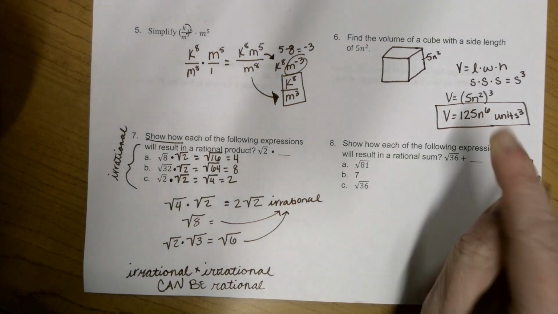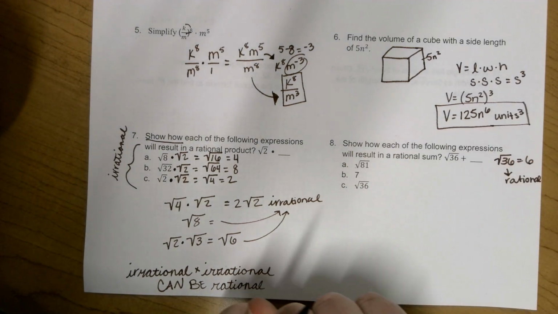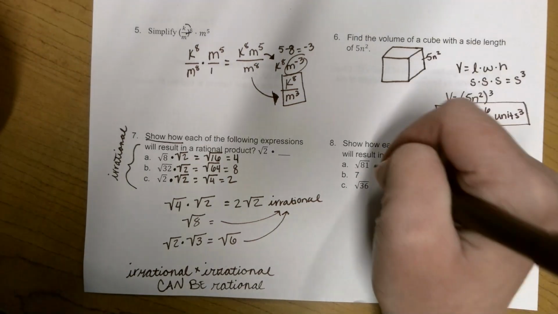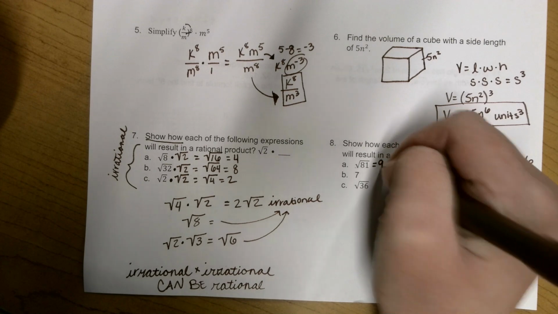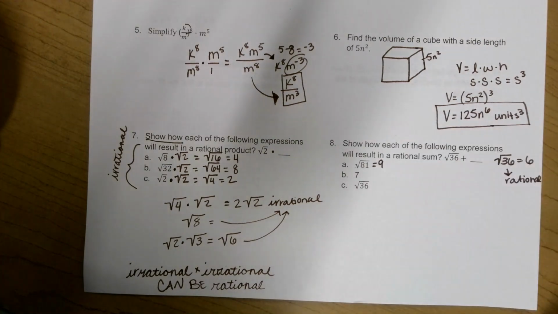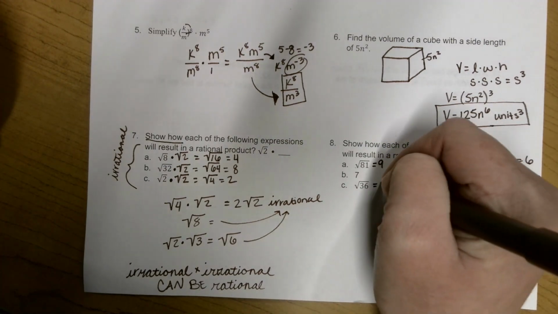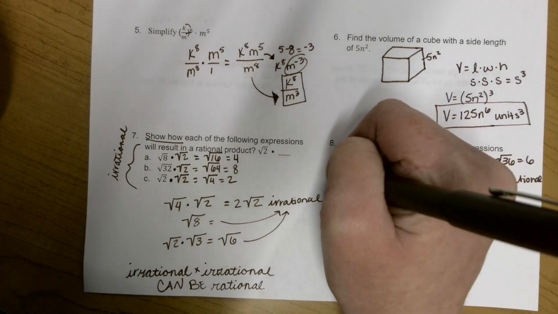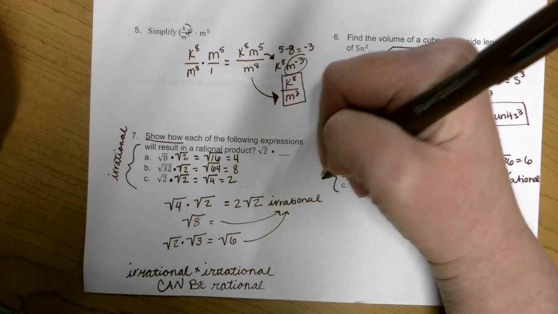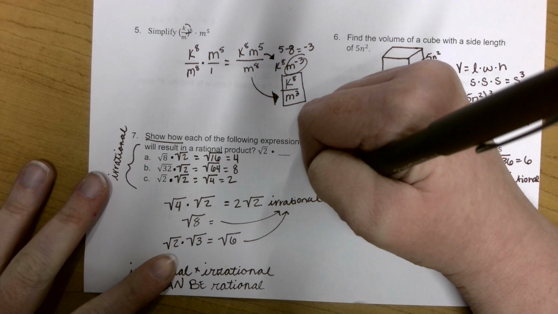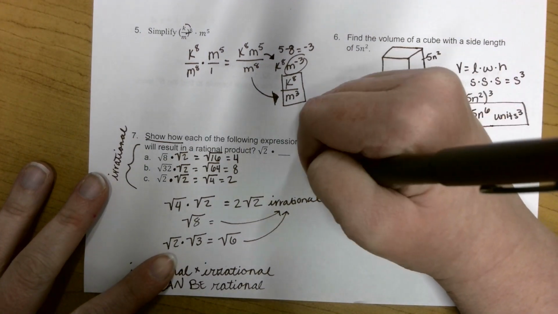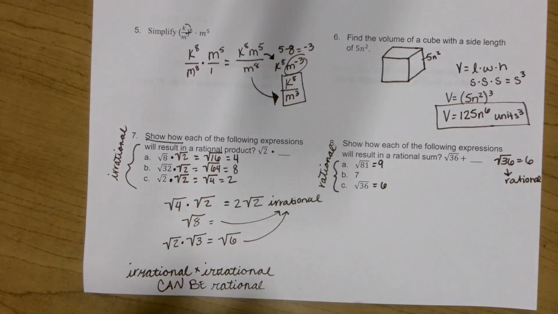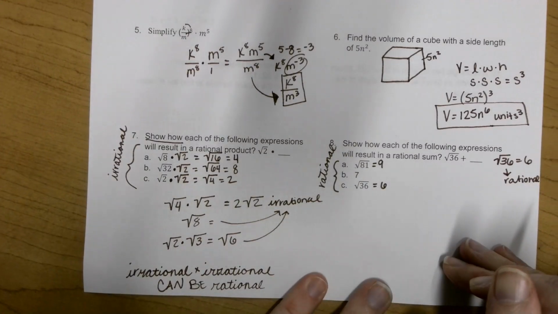Okay? So let's look at all of these numbers and see if they're rational or irrational. Square root of 81. Can you take the square root of 81? You can. It's 9. 7 is 7. Square root of 36 is 6. All of these are rational. So all of these numbers are rational.